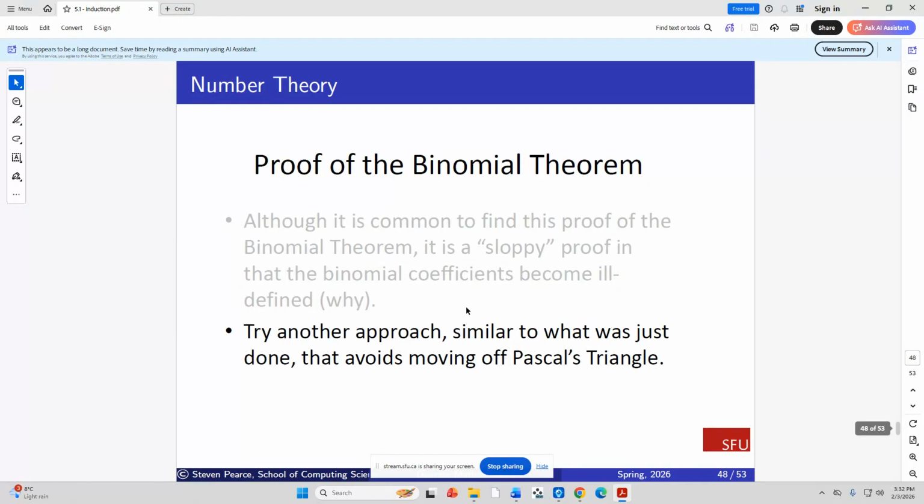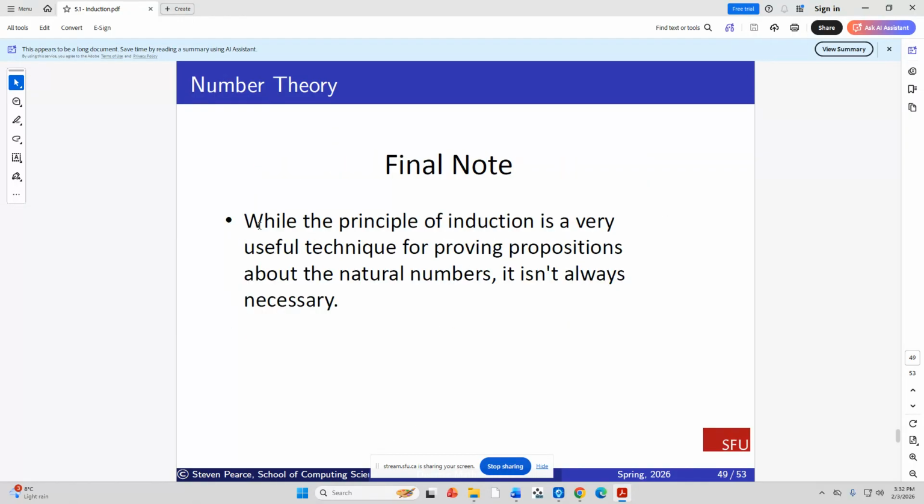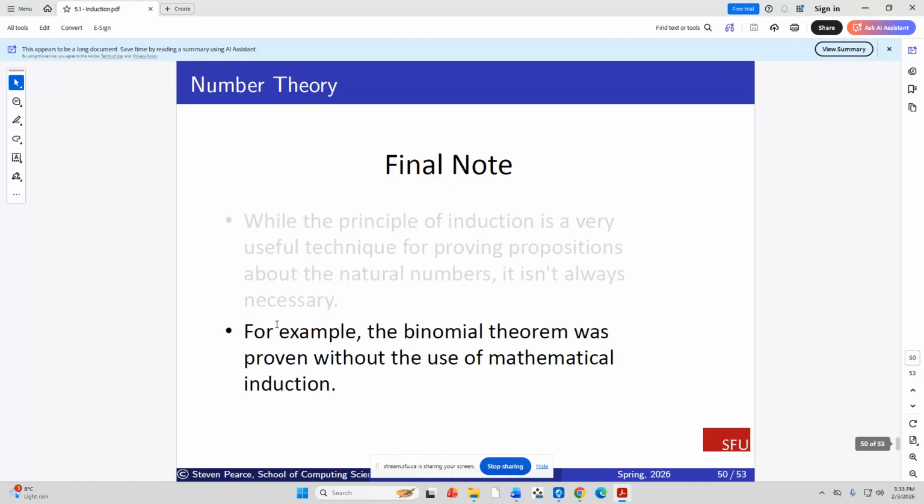This is for when you get to chapter 6. While the principle of induction is a very useful technique for proving propositions about natural numbers, it isn't always necessary. We've already done proofs with positive integers in chapter 1. For example, the binomial theorem can be proven without the use of mathematical induction. We could prove it using a combinatorial argument. That's what you'll see in chapter 6.